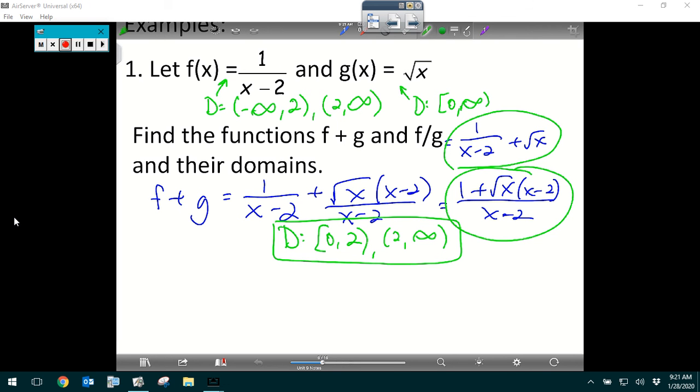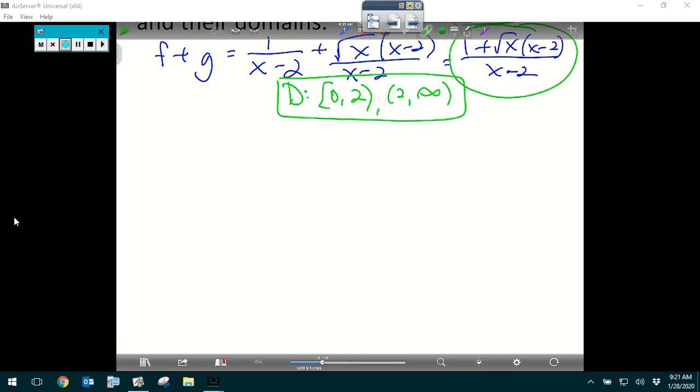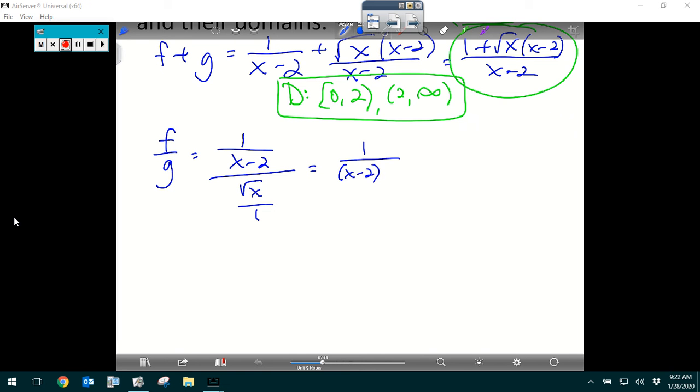Let's look at the division of those two. So we're going to divide f divided by g. And so that would be 1 over x minus 2 divided by the square root of x. Now hopefully we understand that leaving complex fractions is never okay, right? We can't do that. So let's think about this as being over 1, and let's flip and fix our complex fraction. So f over g should look like 1 over x minus 2 times the square root of x.